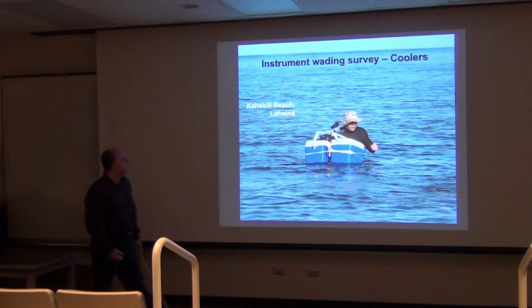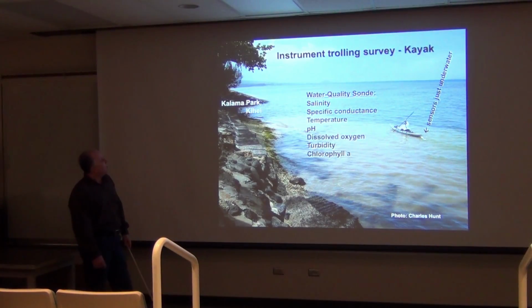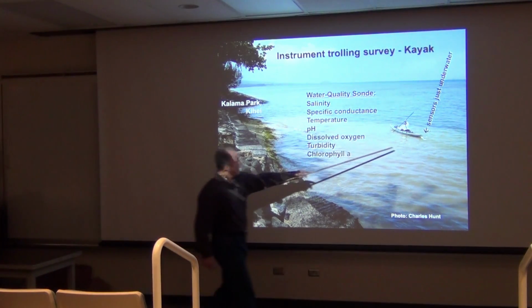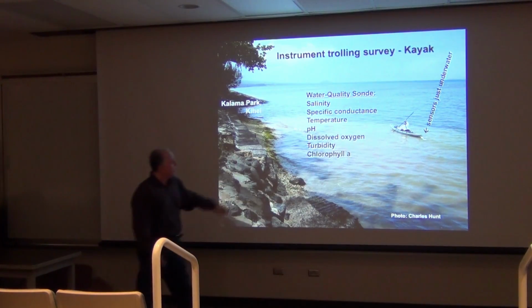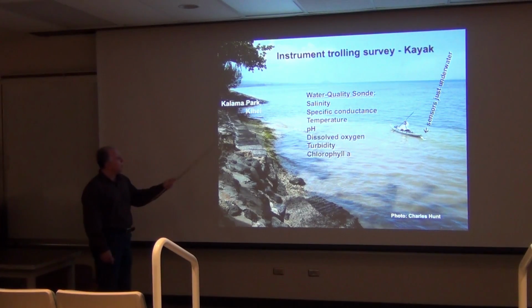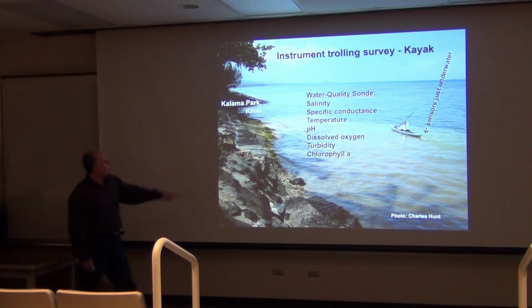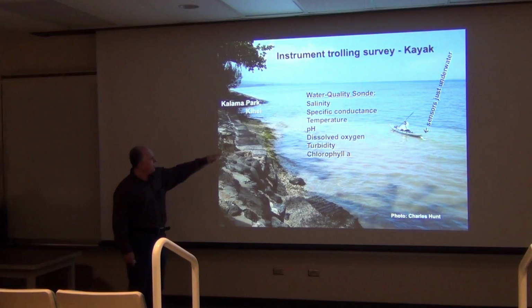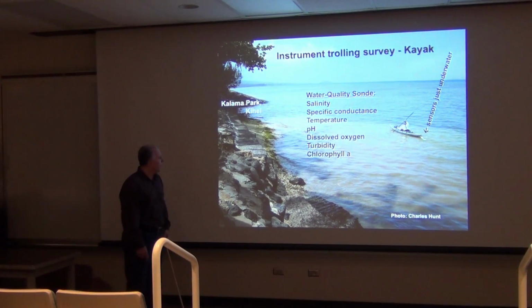and off down the beach waiting like that. Also in Maui down at Kihei, eventually we put it at the back of a kayak and had one of our investigators kayak down. That was a bit faster. And these are the parameters that are on the sign: salinity, specific conductance, temperature, pH, dissolved oxygen, turbidity, chlorophyll A.